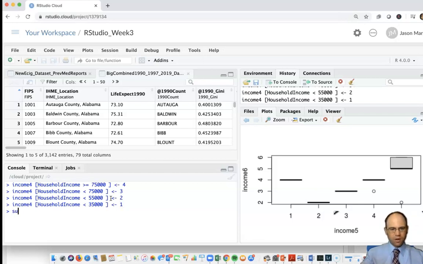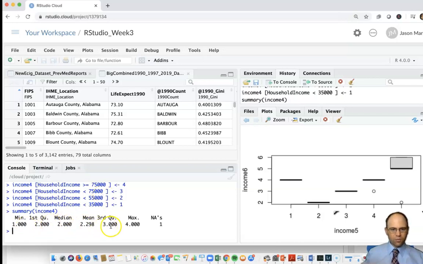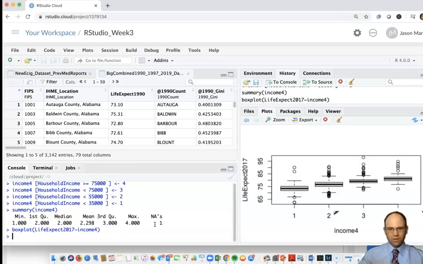We can do a summary on these. Summary, income four, how's it look? We got one, two, three, and four, and then one that was a non-applicable. We could potentially do a box plot of life expectancy 2017 by our new income four variable, just to see how it looks, and it looks okay there.